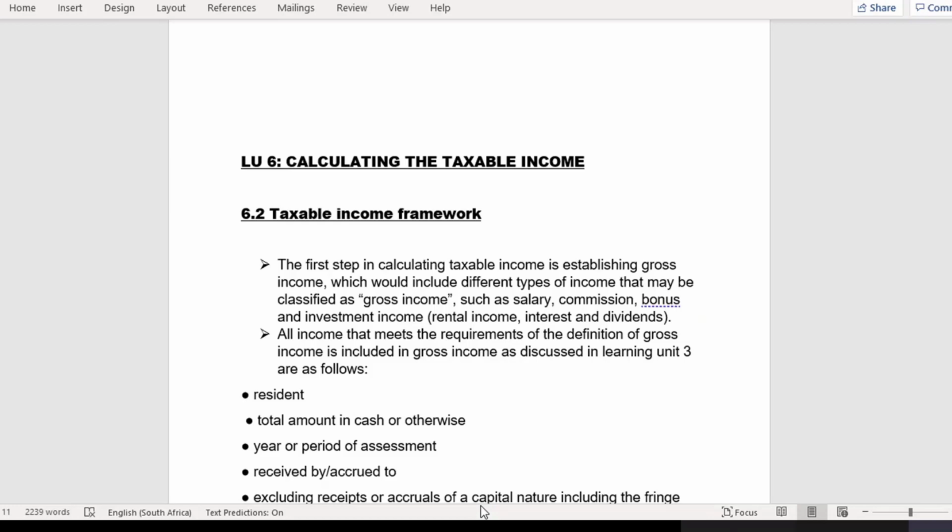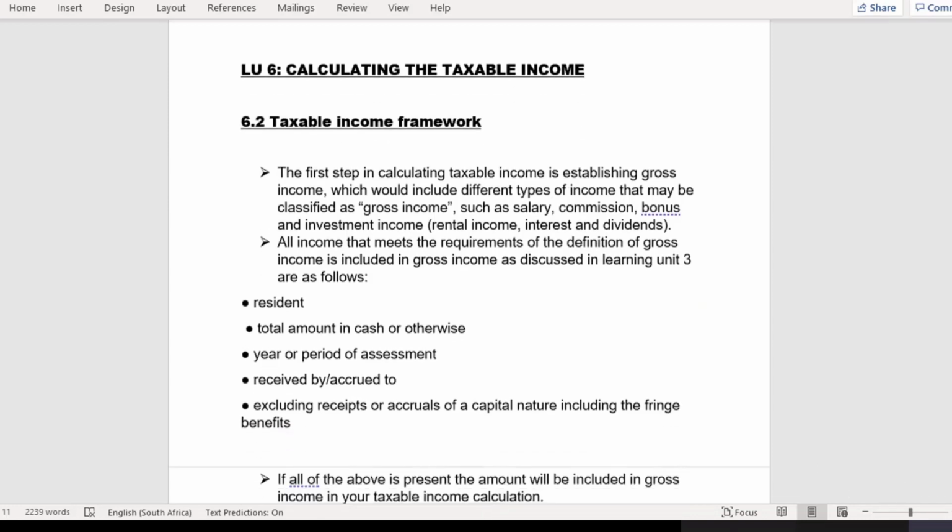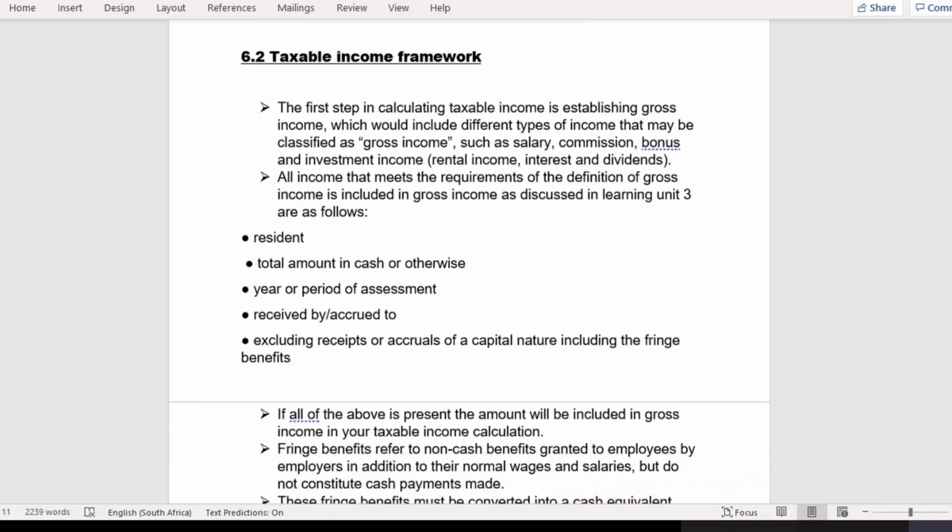It has to be within the year or period of assessment, which is a 12 month period, or it can be apportioned. It should be received by or accrued to the taxpayer. That excludes receipts or accruals of a capital nature. As I said, the amount in cash or otherwise includes your fringe benefit items. The receipts or accruals of a capital nature are mostly items that fall under your CGT calculations, which we'll cover today or maybe next week.